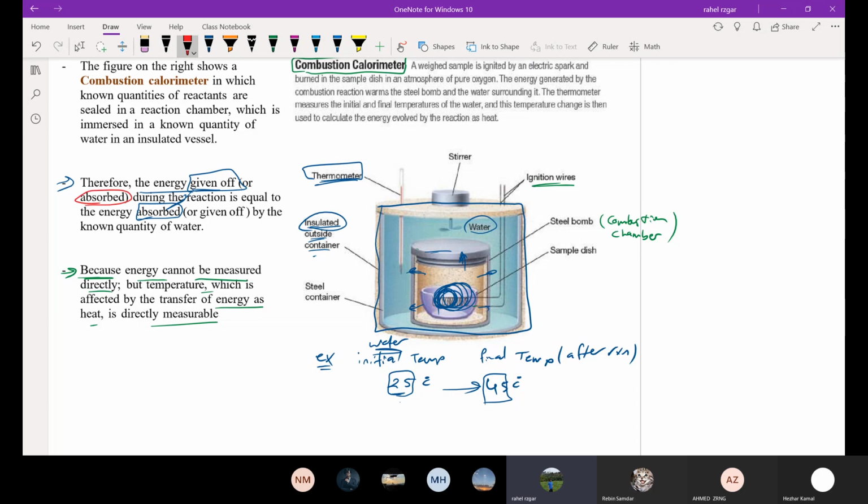Or sometimes it's absorbed, it will be equal to the given off.